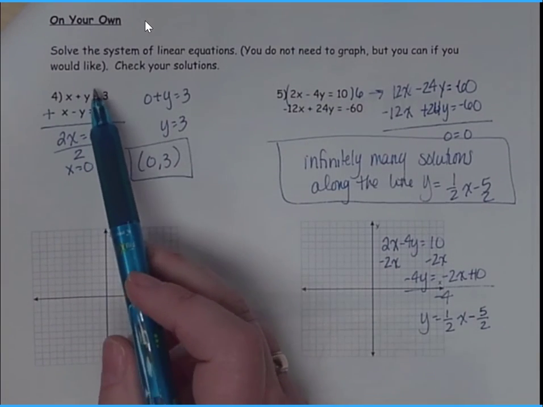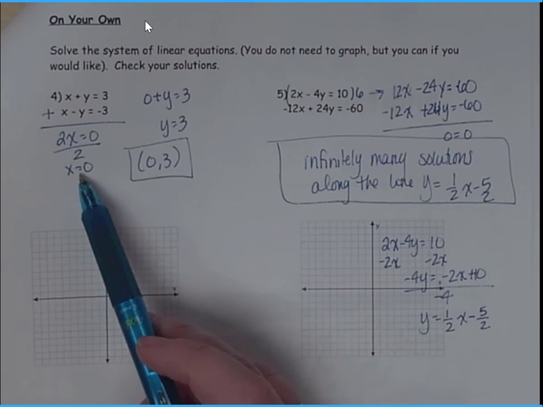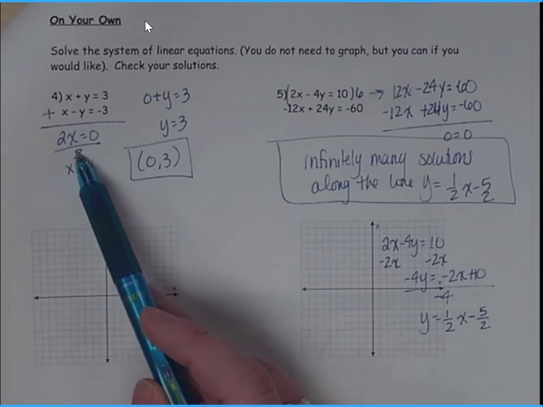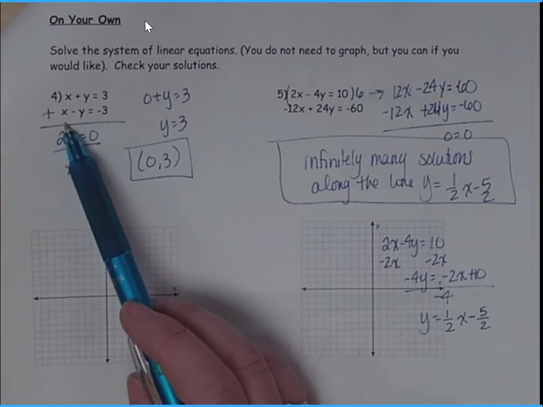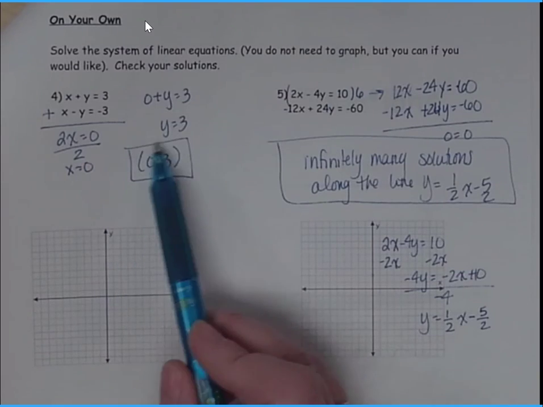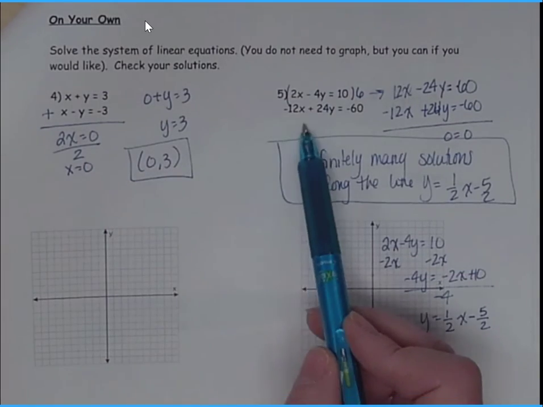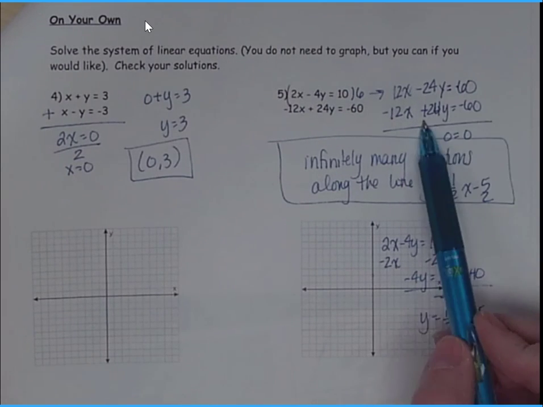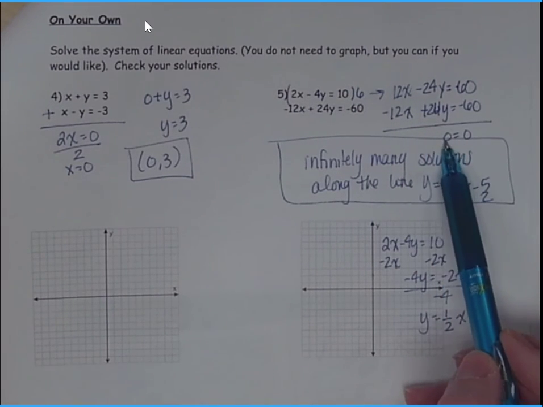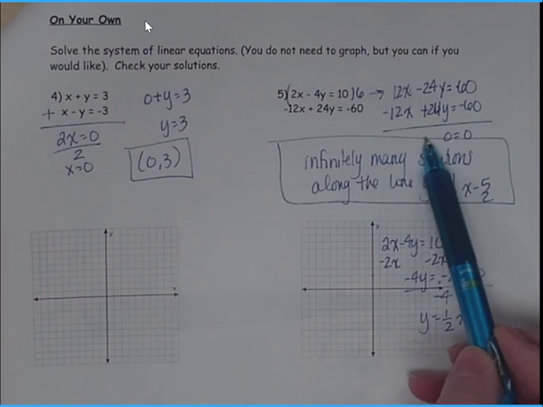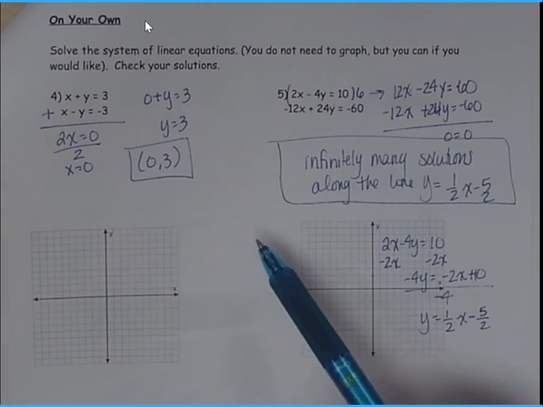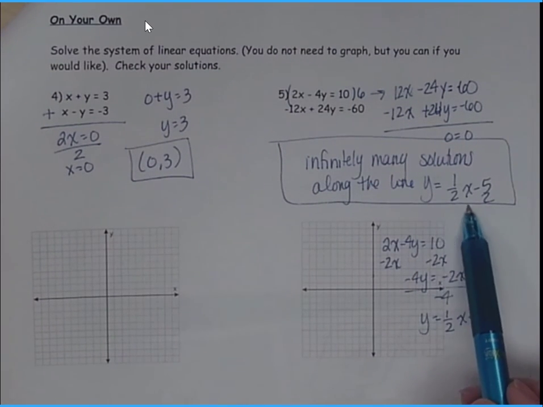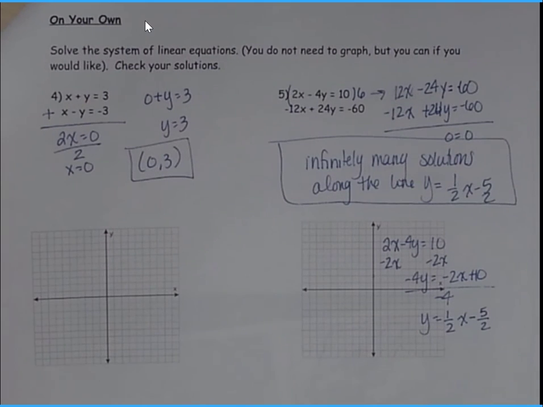All right, for number 4, I went ahead and used elimination because I had opposite y's here. When I did so, I got x equals 0. Careful. And then y equals 3. So for number 4, I have one solution, (0, 3). Now for number 5, when I used elimination for this one as well, I ended up with 0 equals 0, which is a true statement. Notice I have no variables left. So my answer here is infinitely many solutions along the line y equals 1/2 x minus 5/2.